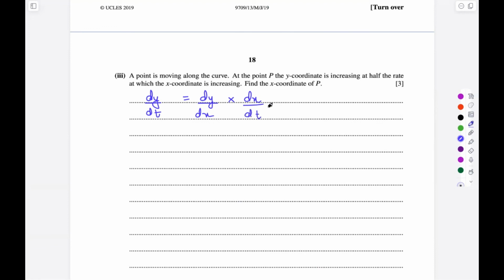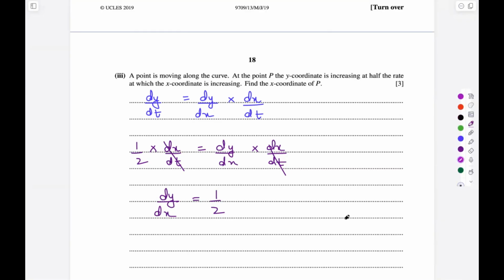Now, as it is saying that the y-coordinate is increasing at half the rate at which the x-coordinate is increasing, we can write dy by dt as half of dx by dt, and that is equal to dy by dx into dx by dt. So dx by dt and dx by dt will cancel out, and dy by dx will be equal to 1 upon 2. Now from part 1, we already have the expression for dy by dx.